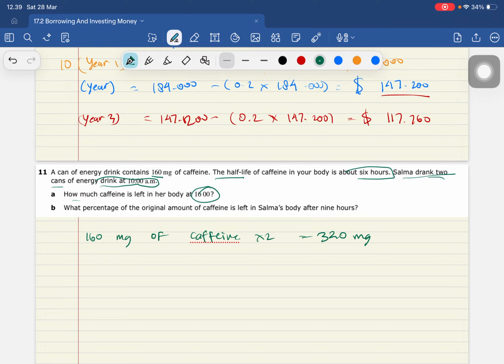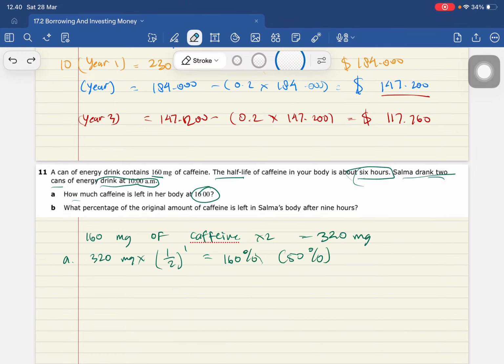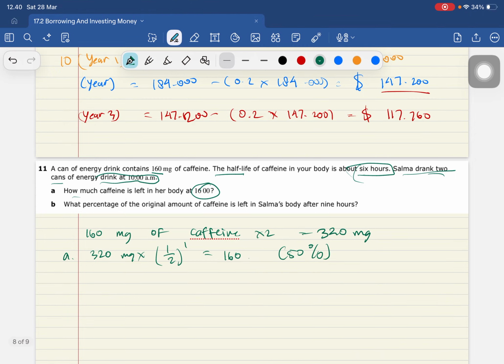After, at 16 o'clock, for part A we take 320 milligrams and multiply it by one half to the power of 1, since 6 hours is one half-life. So A is going to be 160, which is 50% of it. Write it in mg.